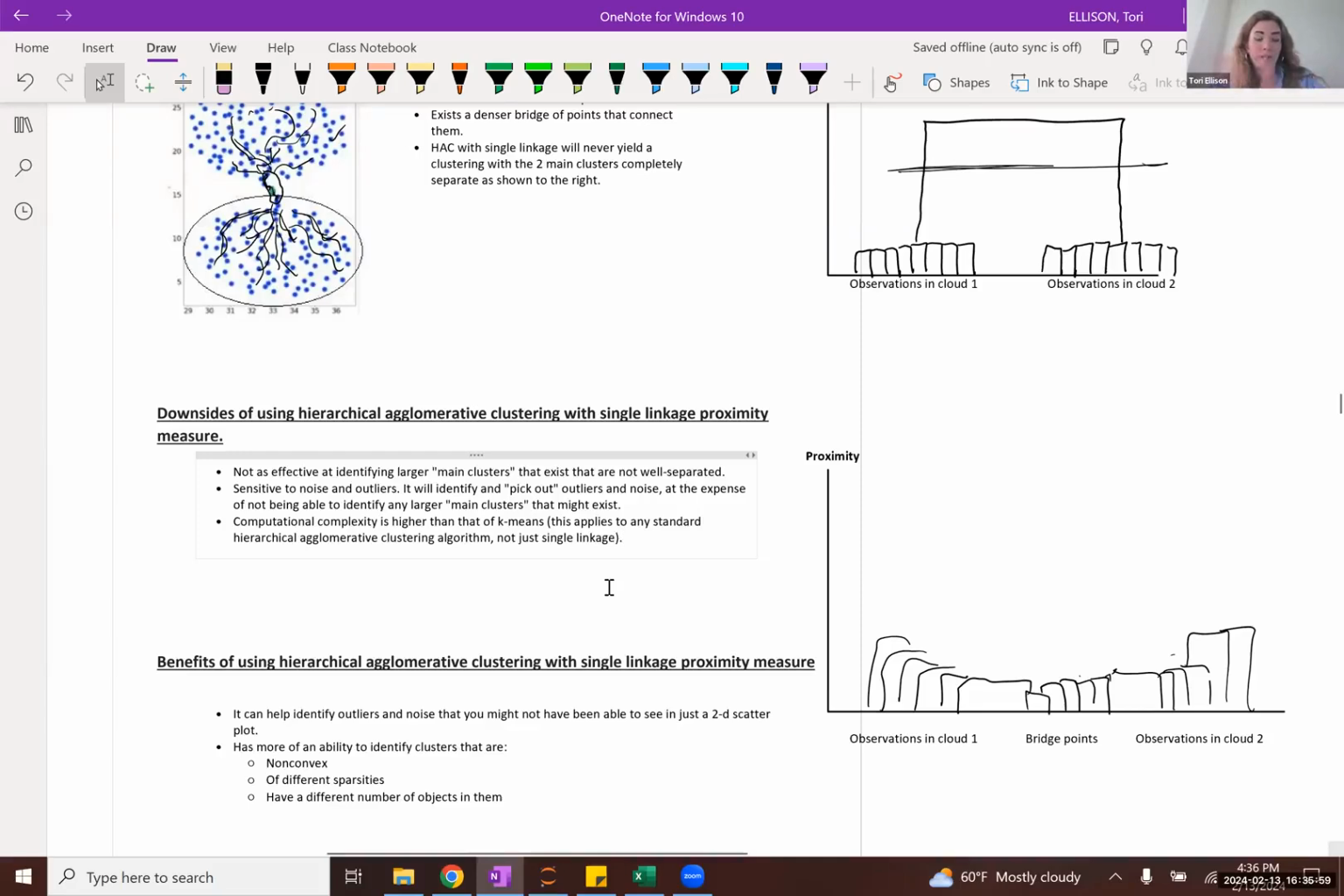All right, so those are some of the pros and cons of using single linkage for hierarchical agglomerative clustering. All right, any questions on that?